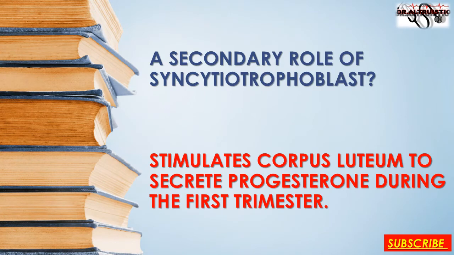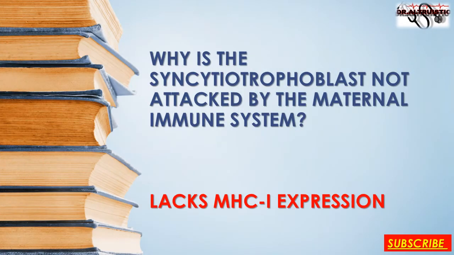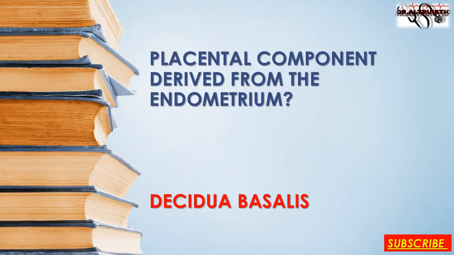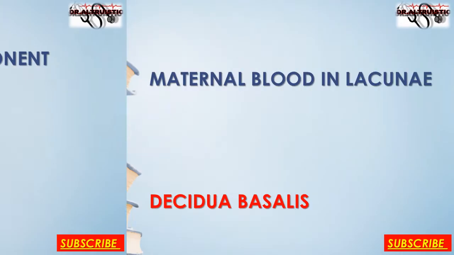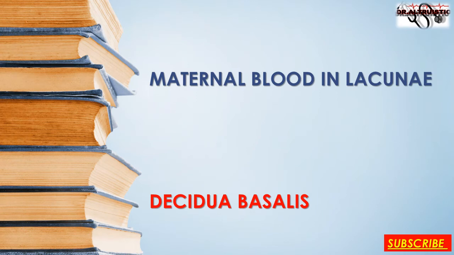A secondary role of syncytiotrophoblast: stimulates corpus luteum to secrete progesterone during the first trimester. Why is the syncytiotrophoblast not attacked by the maternal immune system? Lacks MHC I expression. Placental component derived from the endometrium: decidua basalis. Maternal blood in lacunae: decidua basalis.